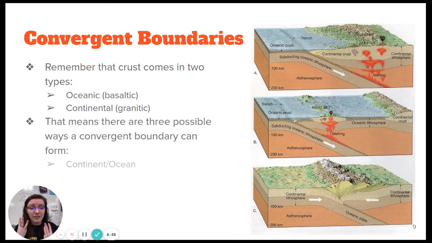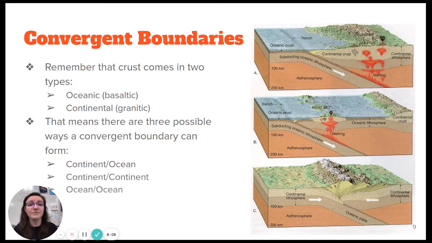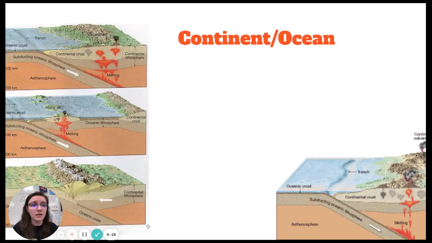So we can have three different types of convergent boundaries. We can have where a continent meets an ocean, where a continent meets a continent, and where an ocean meets an ocean. It is important to know that for any type of convergent boundary, the more dense plate is going to subduct and crust is going to be destroyed. That is true no matter what kind of convergent boundary you have. But let's look at each one individually.